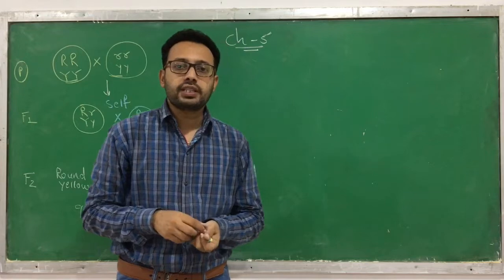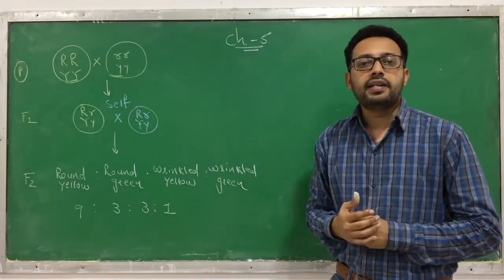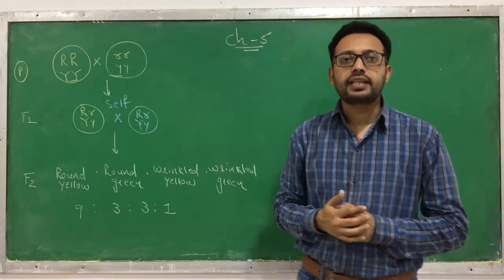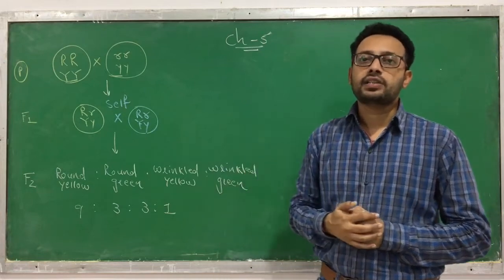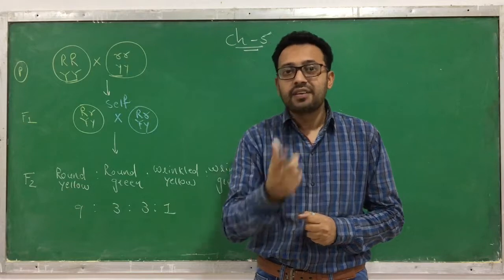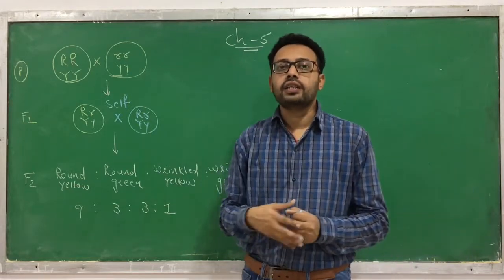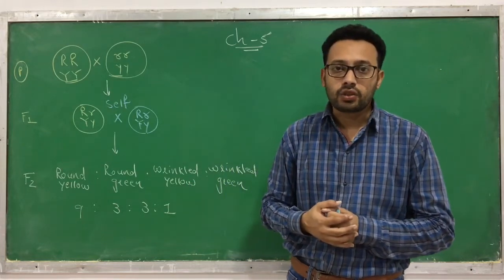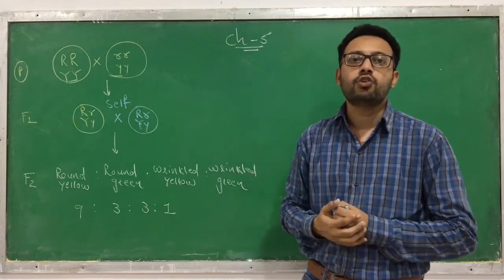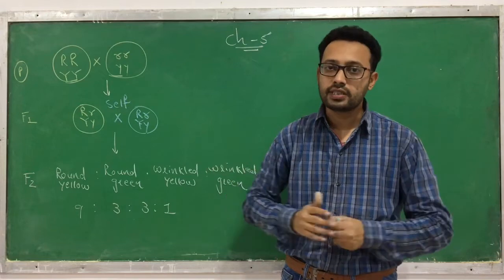Now, based on the monohybrid and dihybrid experiments, Mendel proposed 3 laws: the law of dominance, the law of segregation and the law of independent assortment. These are the 3 laws proposed by him. We have also learned the test cross. In the test cross, we cross with a homozygous recessive character, and then observe what ratio is obtained. That we have already discussed.